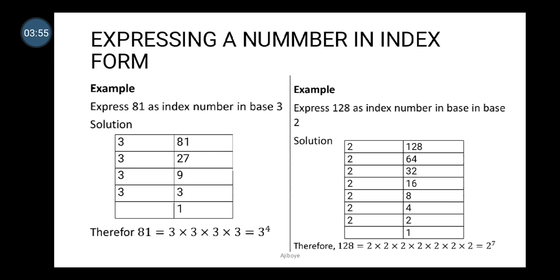Express 128 as an index number in base 2. Solution. 128 divided by 2 will give us 64. 2 in 64 will give us 32. 2 in 32 will give us 16. 2 in 16 will give us 8. 2 in 8 will give us 4. 2 in 4 will give us 2. And 2 in 2 will give us 1. Therefore, 128 expressed as an index number is 2 raised to power 7.